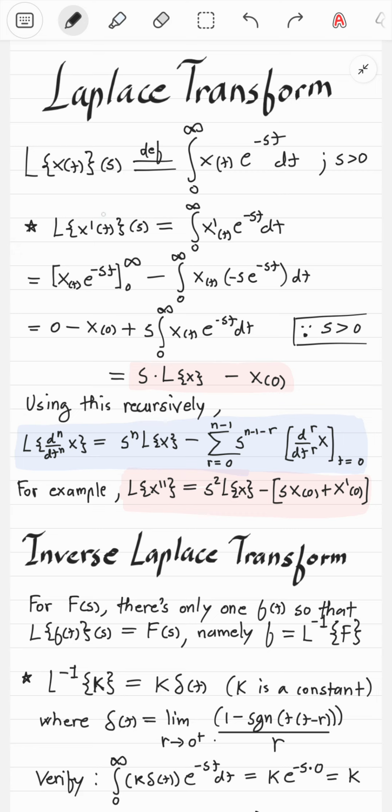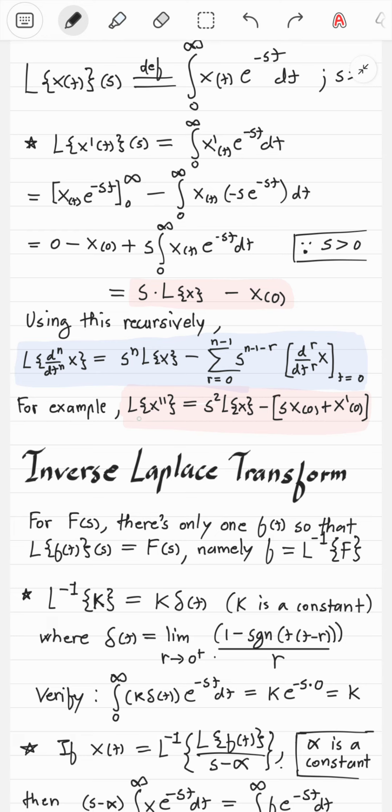Of course, using this kind of formula recursively, you'll get this formula. So this is the Laplace transform of the nth derivative of x, which is given by this. So it's s to the power n times the Laplace transform of x, minus all of the extra stuff. For example, for the second derivative, the Laplace transform of x double dash is equal to s squared Lx minus s x naught plus x dash naught. So this is the first derivative evaluated at 0.